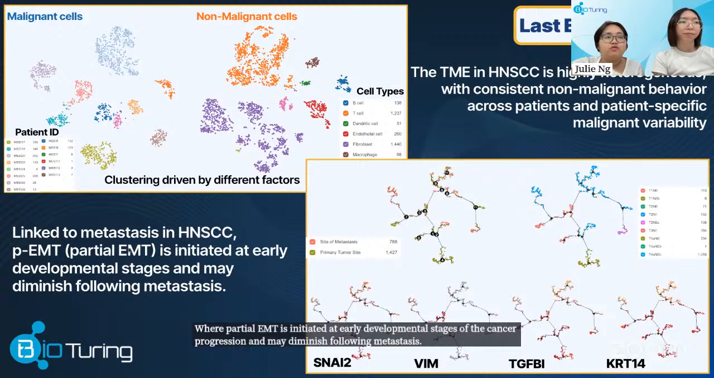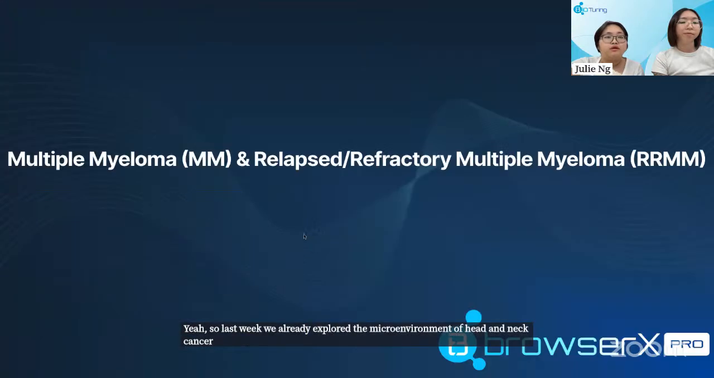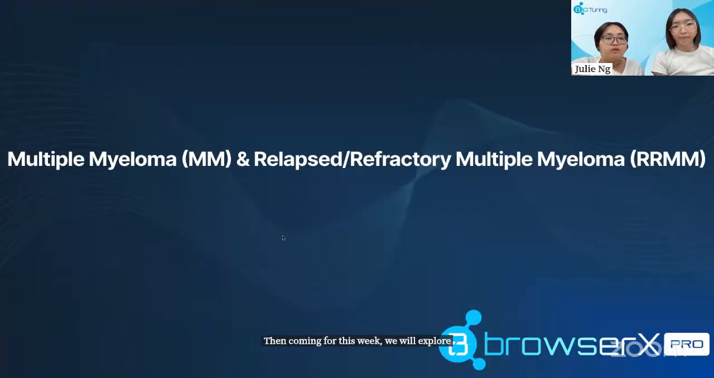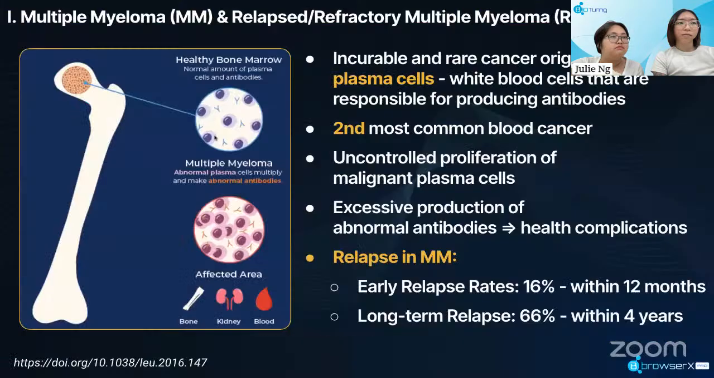Yeah. So last week we explored the microenvironment of head and neck cancer. Coming this week, we will explore the microenvironment of multiple myeloma. This is a very popular blood cancer. And today, not only the microenvironment, we also explore a very common case in this cancer, which is relapsed or refractory multiple myeloma. Before we dive into what we have found, first we'll give you a little bit of an overview of this disease.